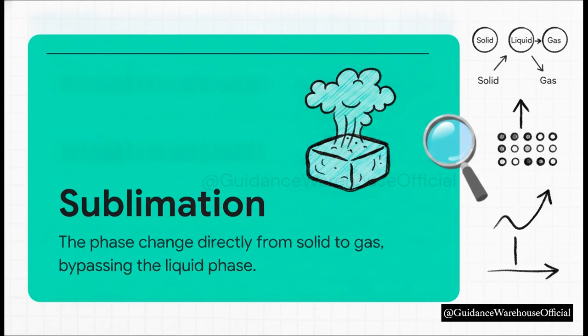And boom, here is the answer to our dry ice mystery. Carbon dioxide sublimates at standard atmospheric pressure, so that frozen chunk of CO2 doesn't melt into a liquid puddle on your table. Instead, it skips the liquid phase completely and vaporizes straight into CO2 gas.